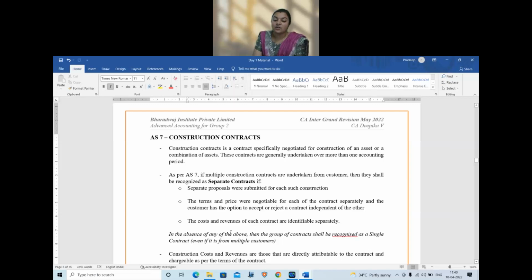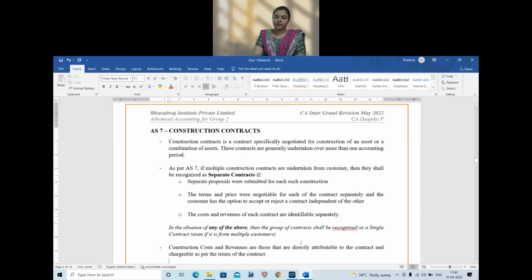So in the absence of any of the above conditions, even if one condition is not satisfied, the group of contracts shall be recognized as a single contract, even if it is given from multiple customers. So this is the first rule of recognition, whether the contracts have to be recognized separately or as a single contract. Second, measurement. First we have completed recognition, next we come to measurement. Yes, Radha, all the 3 conditions are mandatory for separate contracts.